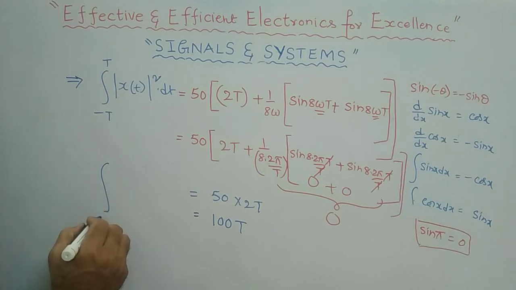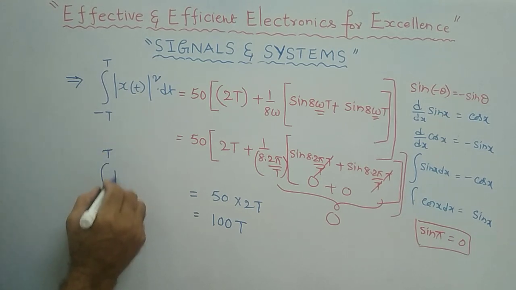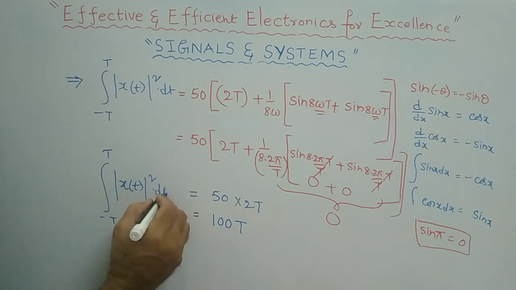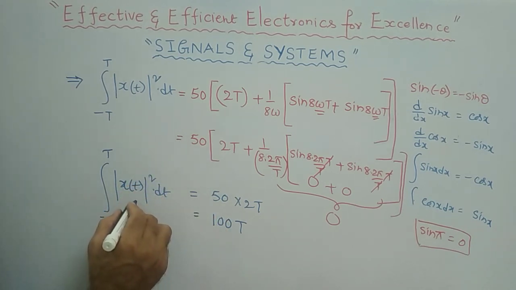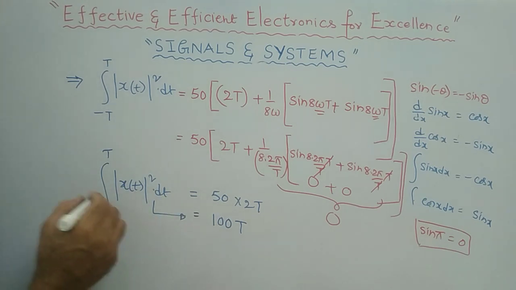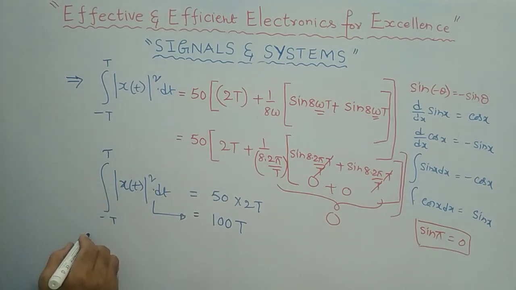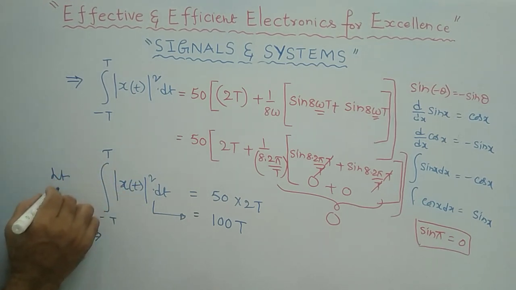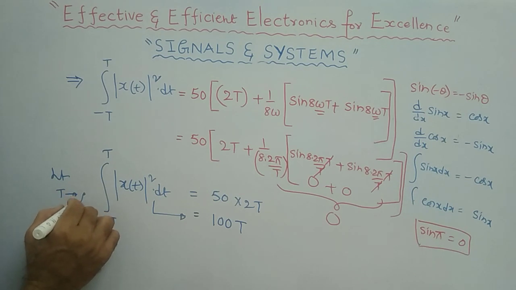Means the integral from minus t to t of x of t square. This is the value only. Your 100t is nothing but the value of this integral. This part is 100t. Now, what is the thing we need to apply? Now for this integral, we have to apply the limit t tends to infinity.